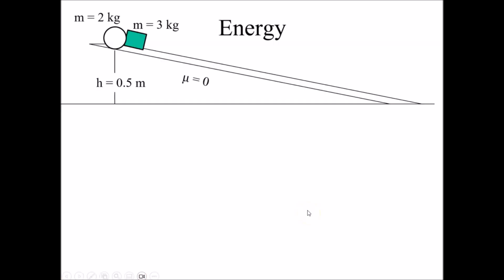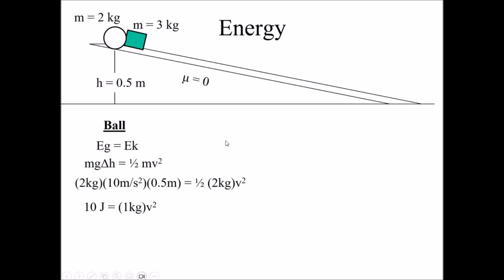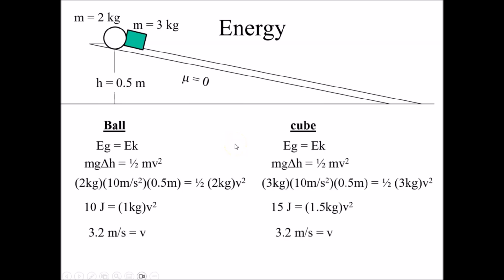So let's look at the case of this ball and this block going down this ramp. Notice there's no friction, which means the ball will not rotate, it will just slide. And so we have Eg equals Ek, solve this, and we end up getting a speed of 3.2 meters per second. Do the same thing for the cube, and we get the same answer. So this is when there's no friction. That means at the very end of the ramp, the ball will not be rotating. It's just sliding down the ramp.